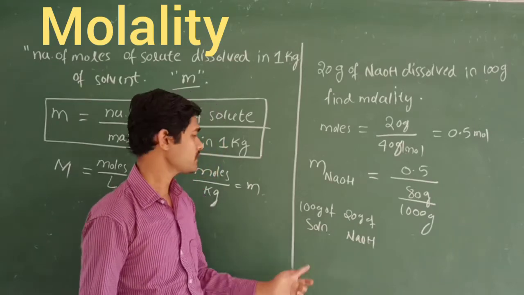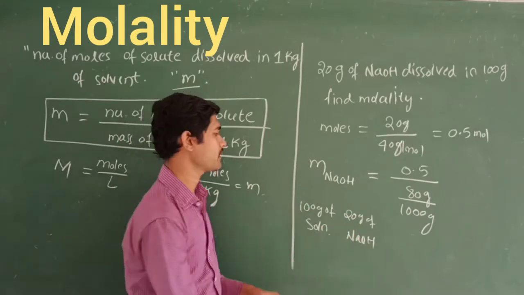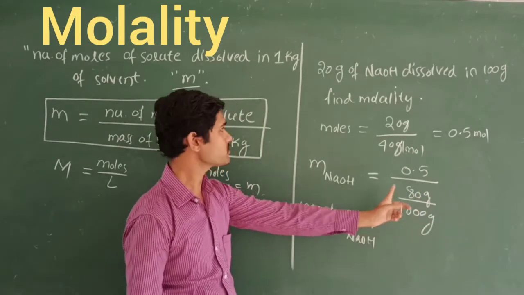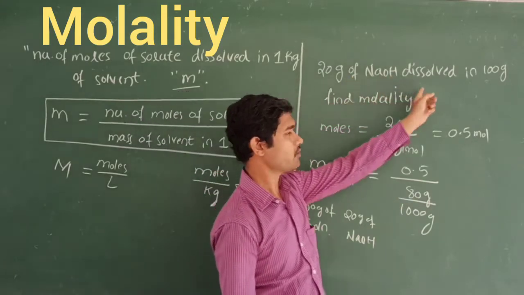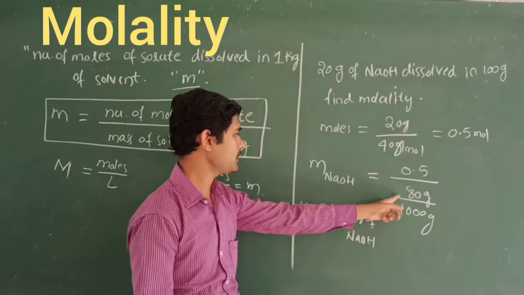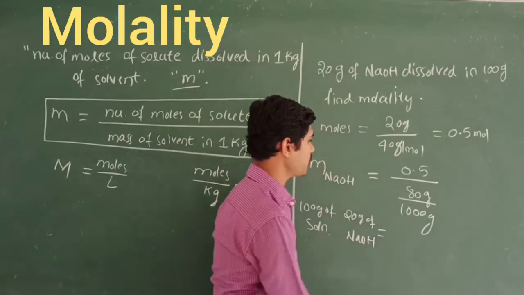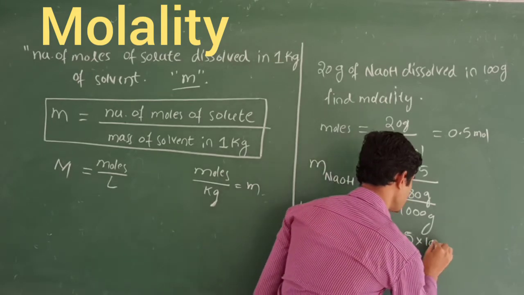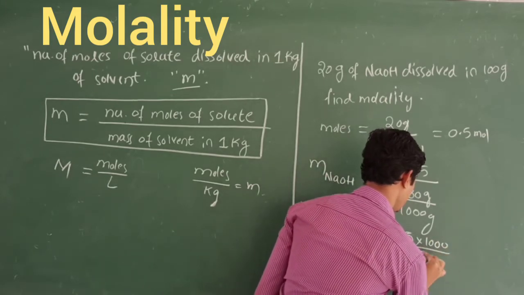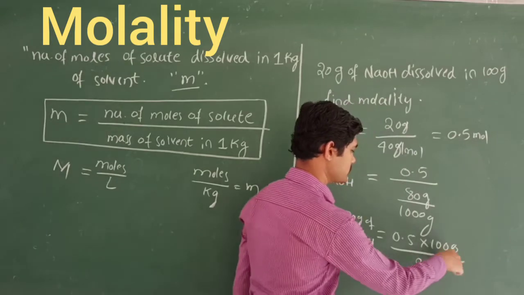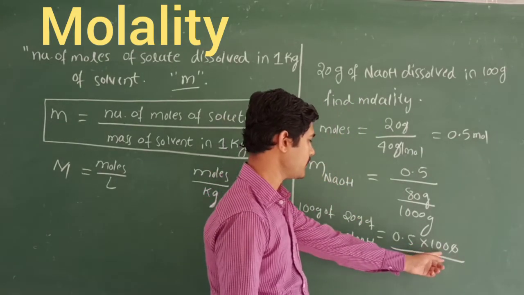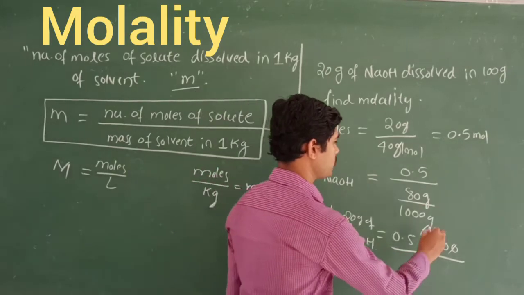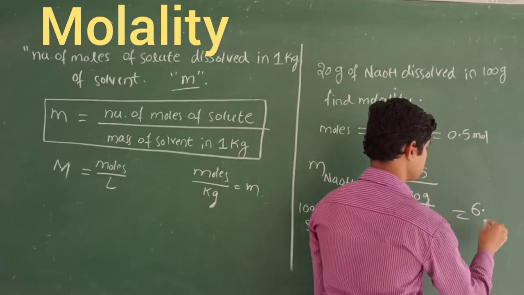Then what is the remaining? That is 100 minus 20, which is 80 gram. So that I have placed here, right? So 80 gram divided by 1000 gram, because out of 100, 20 gram of NaOH is dissolved, and the remaining 100 minus 20 is 80 gram. After this calculation, 0.5 into 1000 divided by 80. So this 0 is cancelled. So 0.5 into 100 is 50 divided by 8. 50 divided by 8 comes to around 6.3.